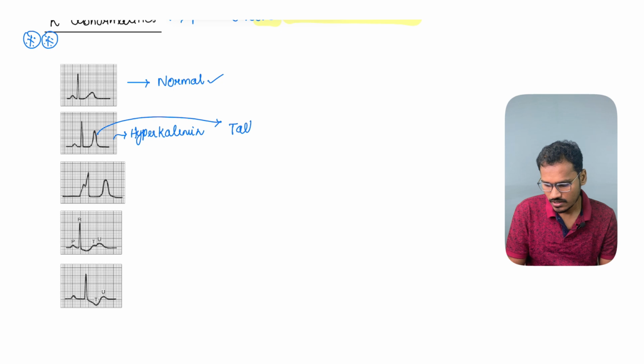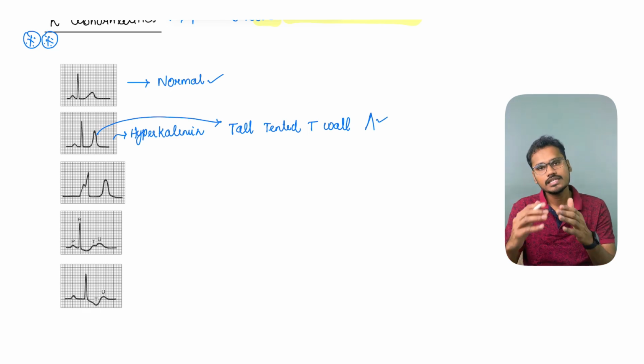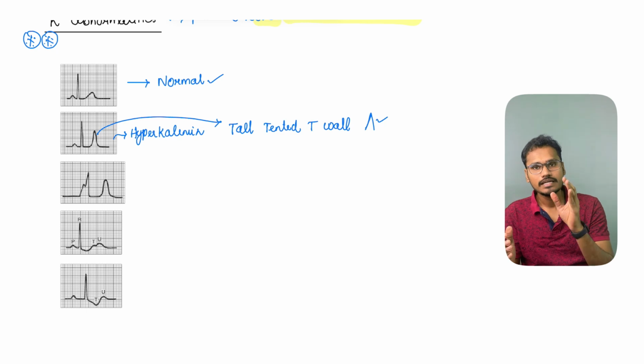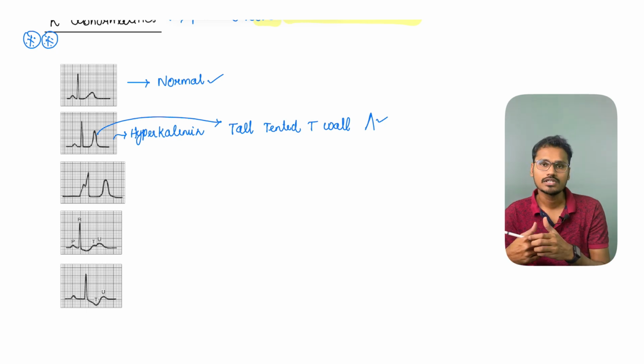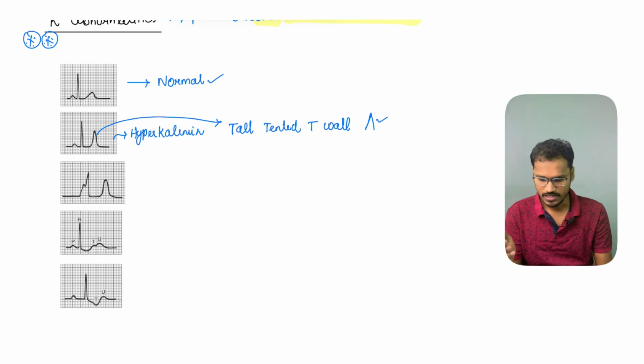This is also called tall tented T waves because it is very tall and it is tented. And generally it is steeper. This kind of tentedness will be there. So tall tented T wave is the first finding that will be observed. Why is it happening? Because the extracellular potassium is more available, so the potassium inside will not be able to travel outside. So naturally the amplitude of the waves starts to increase.